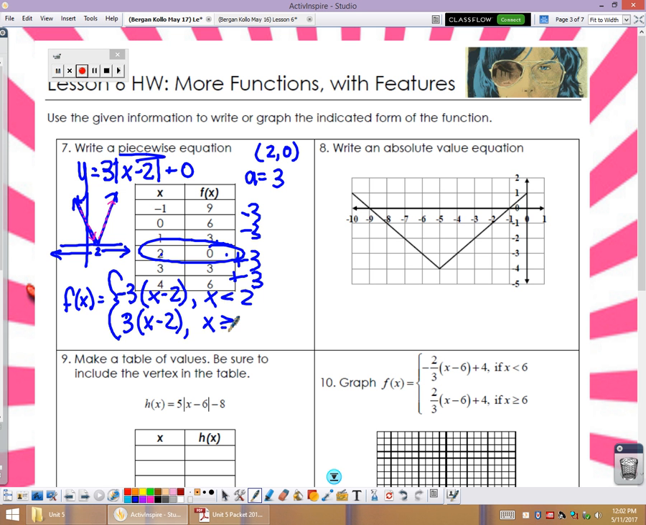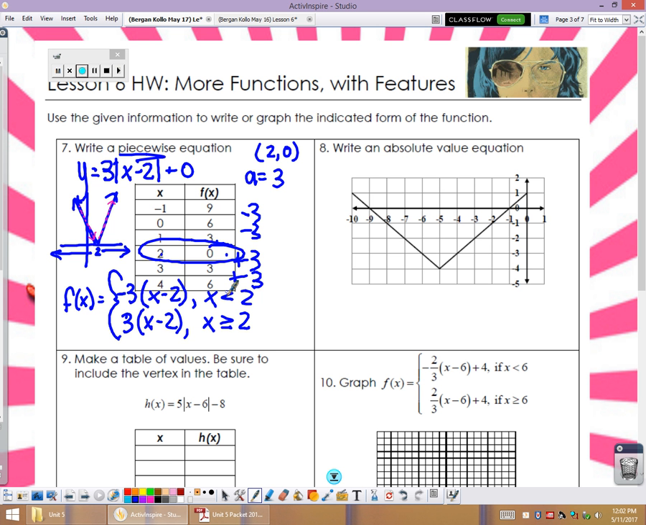Now, if you're saying to yourself, Ms. Kola, how do you know whether it's greater than or equal to? That piece honestly isn't as important for an absolute value function. One of these needs to be greater than or equal to. I mean, one of them needs to have the equal to sign. So whether it's the first one and not the second one, that's fine. Or the second one and not the first one, that's fine. Just make sure that it's there.